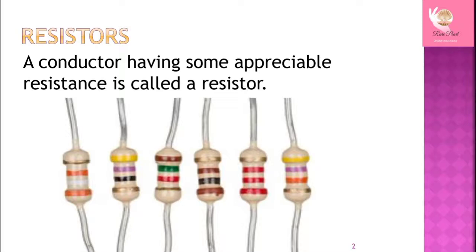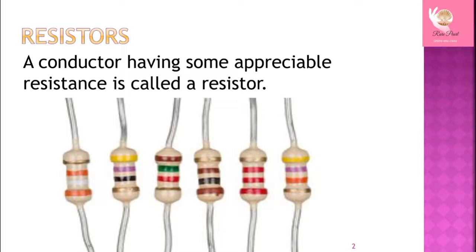A resistor is an element having some appreciable resistance. Resistors are called passive elements because they don't produce energy. They don't supply energy. Instead, they will only receive energy. That is why they are called passive elements. In a DC circuit, the resistor is a passive element.